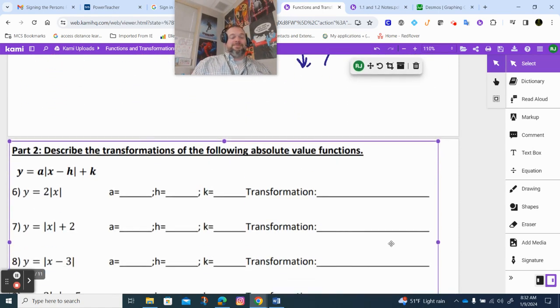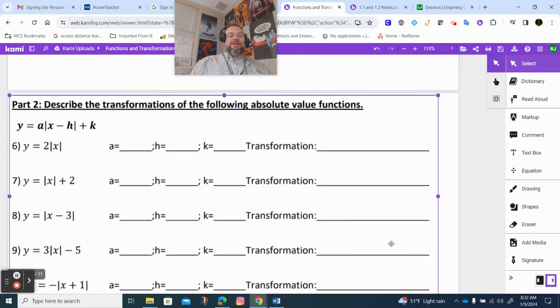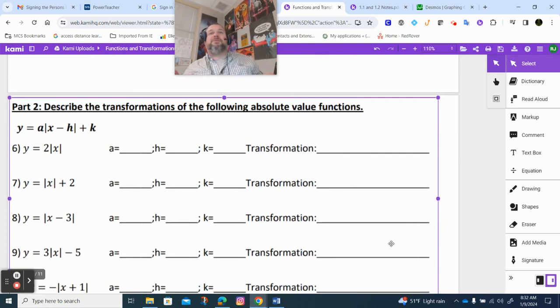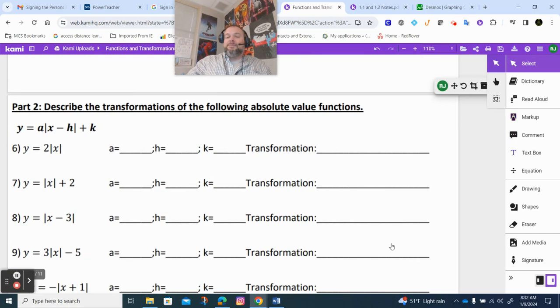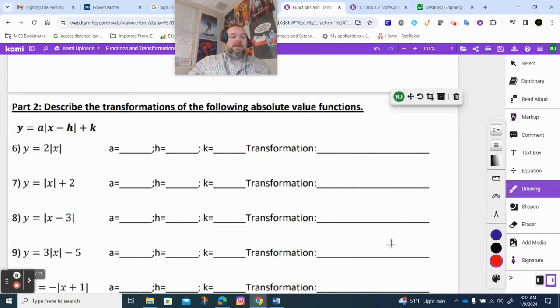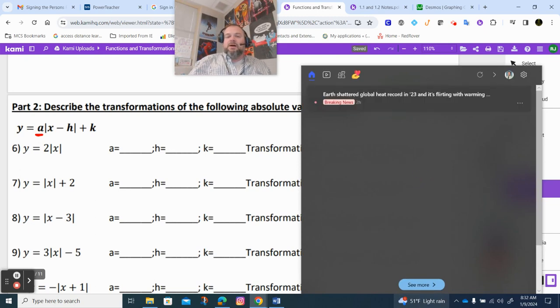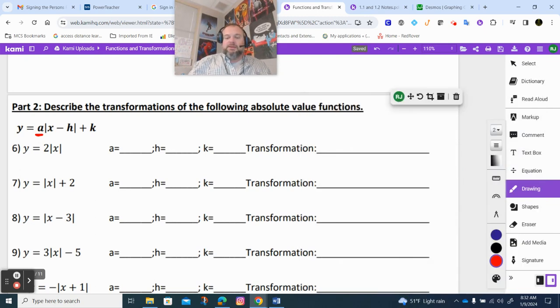That's awesome. All right. Now, absolute value. Remember, these have the absolute value bars. Our A is in front. Our H is inside the absolute value sign. And our K is kind of tagging along. It's kind of like third wheeling.